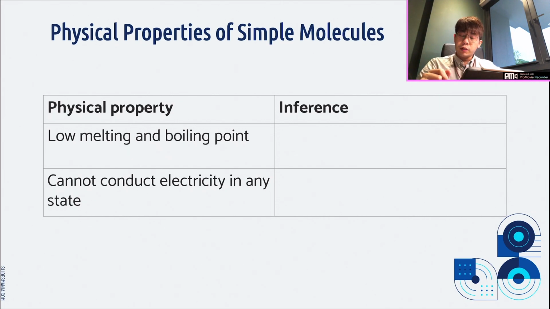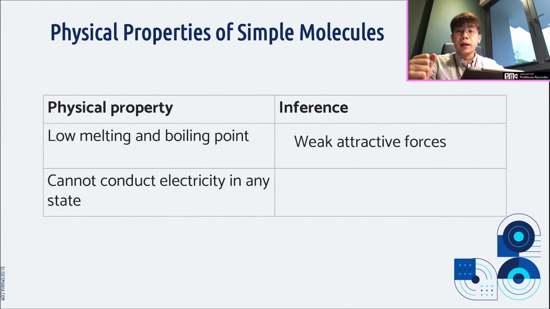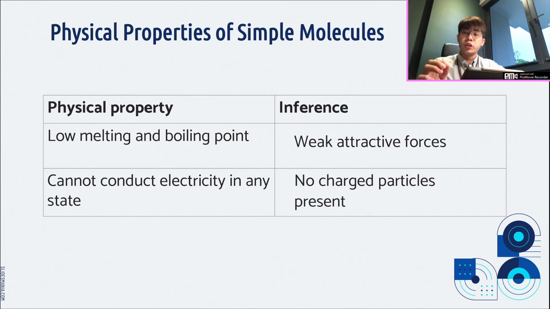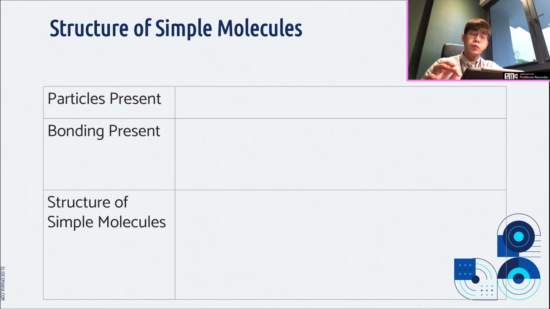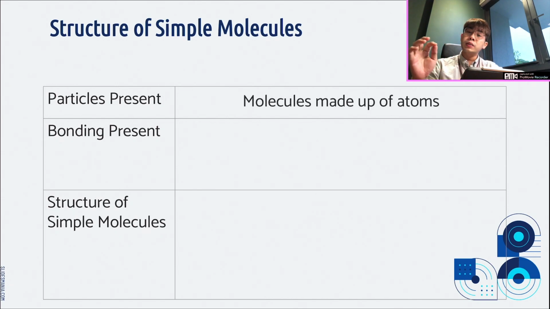And as we have discussed before, when something has a low melting or boiling point, it means that the attractive forces are weak and I need very little energy to overcome these forces. And if it cannot conduct electricity, it means that simple molecules have no charged particles. So, based on these clues, what do we know about simple molecules? Simple molecules consist of molecules that are made up of atoms. Notice that molecules and atoms are all non-charged particles and therefore cannot conduct electricity.